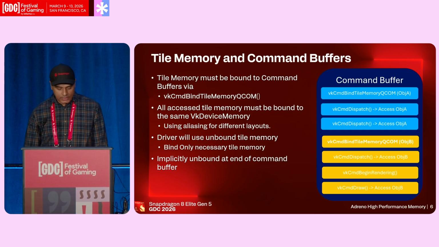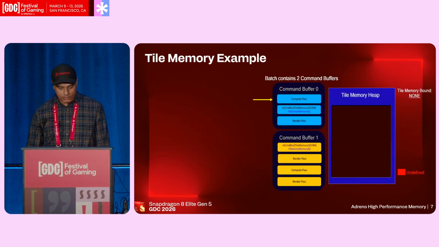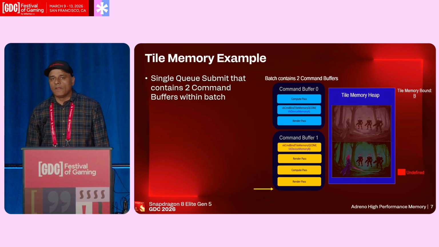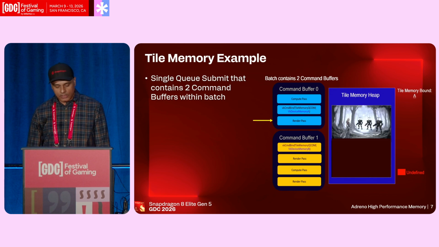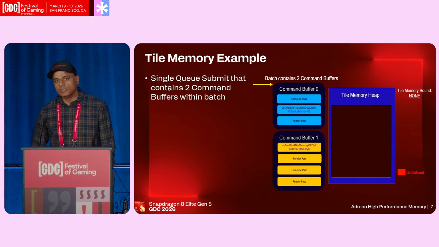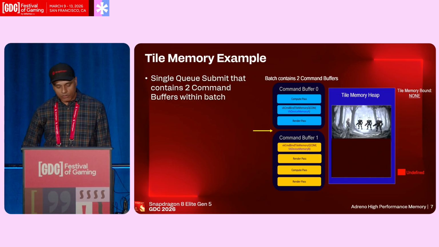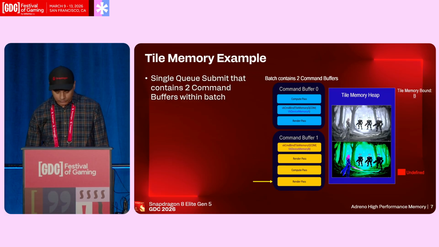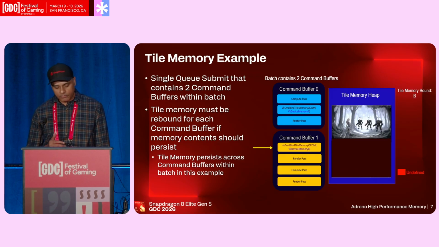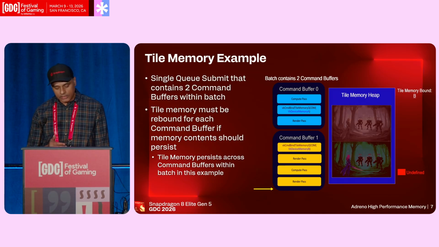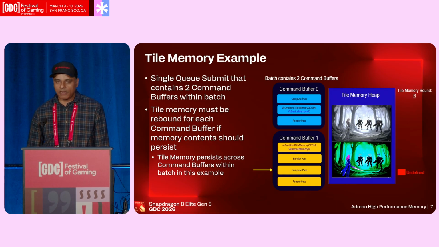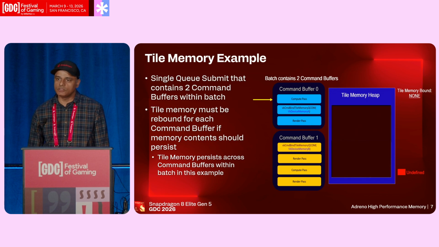So let's make that concrete with an example. In this simple example, we have one VK queue submit with two command buffers. If you see the first command buffer, the first compute batch doesn't bind any tile memory heap. It doesn't define any range of the usage, so the driver can go and use it. Another important thing that I want to highlight is that in this example, the application is binding the tile memory at the beginning of the second command buffer, so the tile memory is persistent across these two command buffers.